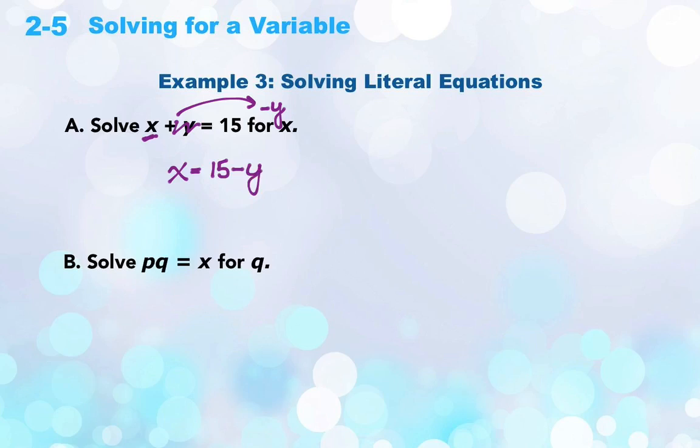Down here in the next one, pq equals x, and we're going to solve for q. So let's see, here's q. And the only thing I have to do is get rid of that p, and since they're multiplying, I have to divide. So I'm going to divide both sides by p. Those go away. I get q alone on the left. And over here, I'm just looking at x divided by p. Plain and simple.